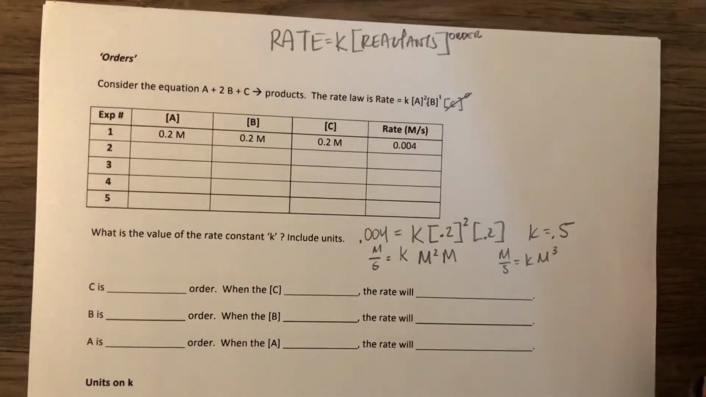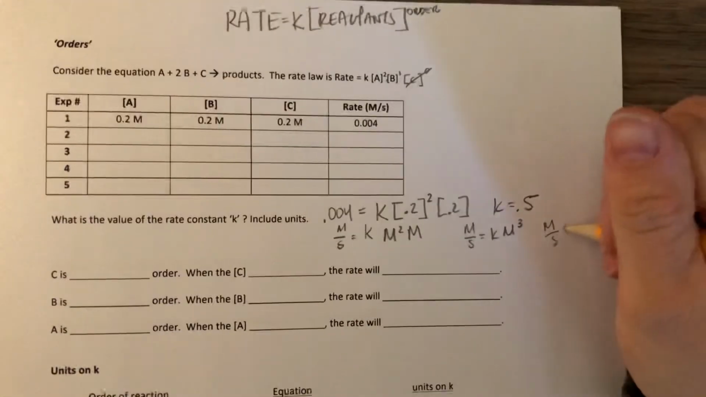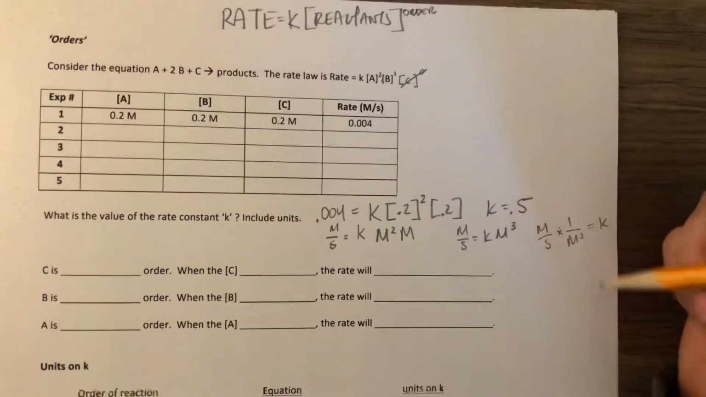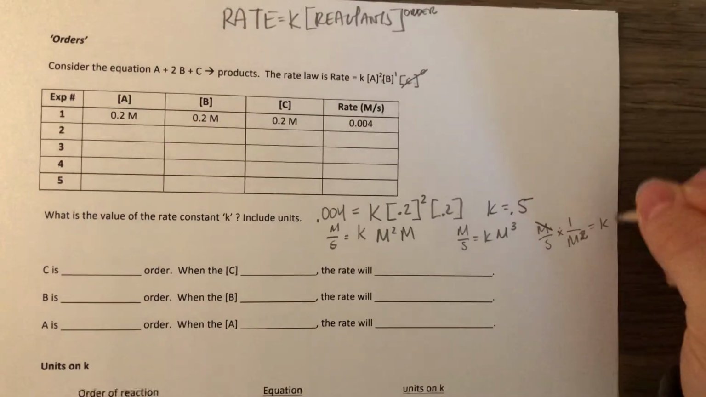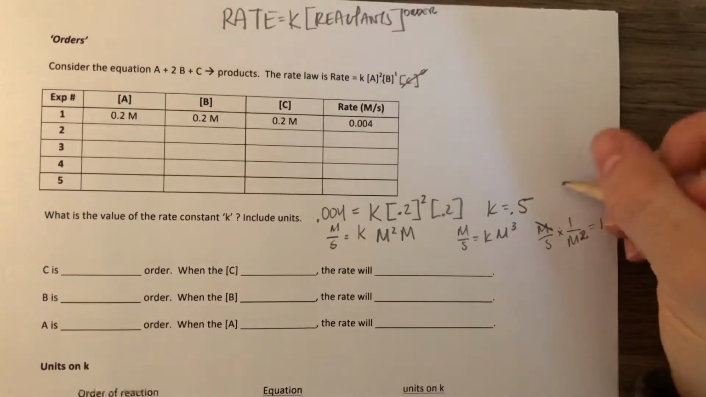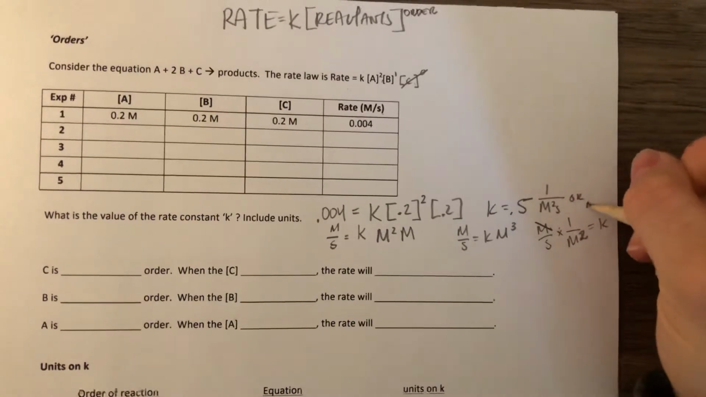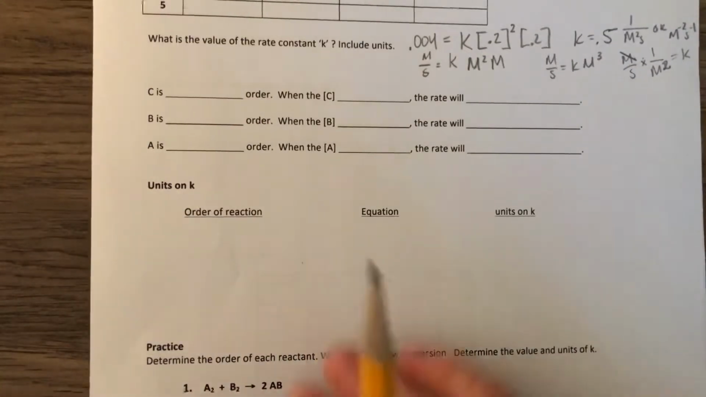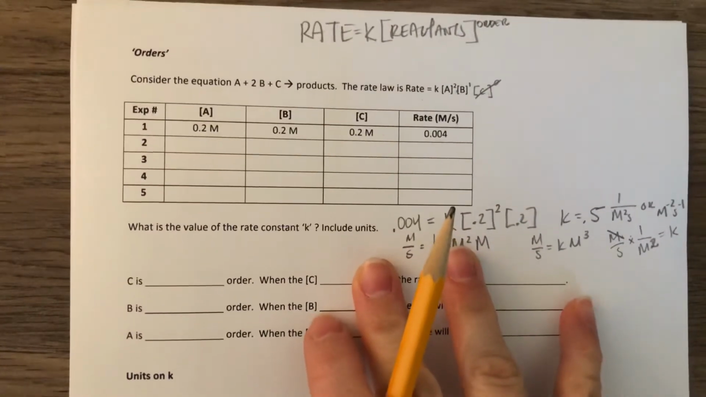Well, to solve for K, we have to divide both sides by molarity cubed. So that's essentially molarity over seconds times 1 over molarity cubed. Well, molarity divided by molarity cubed is the same thing as 1 over molarity squared. So this could be the units of 1 over molarity squared seconds, or molarity to the -2 seconds to the -1. We're going to go through after this how to determine the units on K. There's a pattern that will make it a little bit easier.